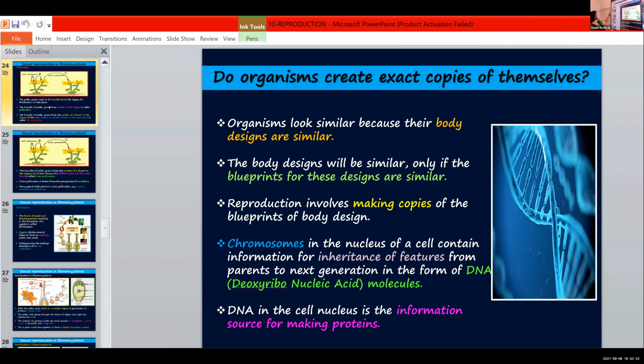The transfer of pollen grains from the anther of a flower to the stigma of another flower of a different plant of the same kind is known as cross-pollination.